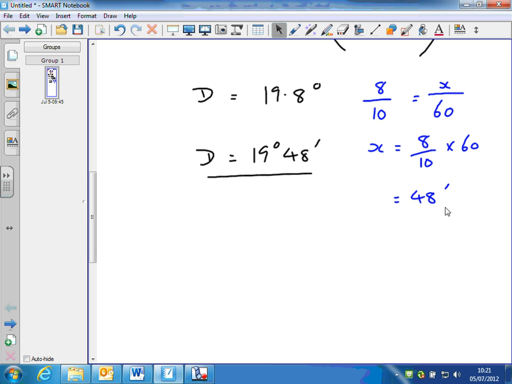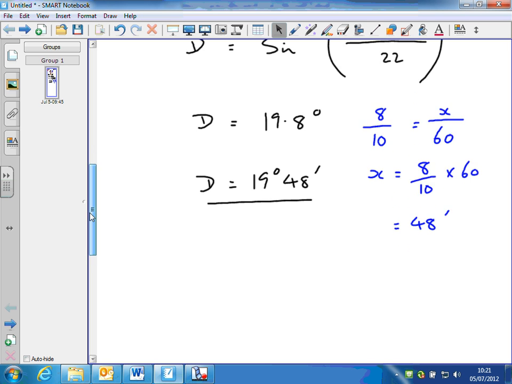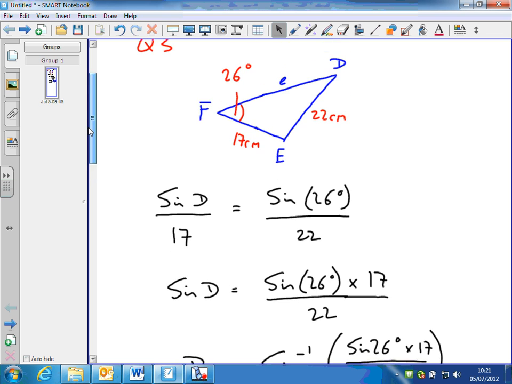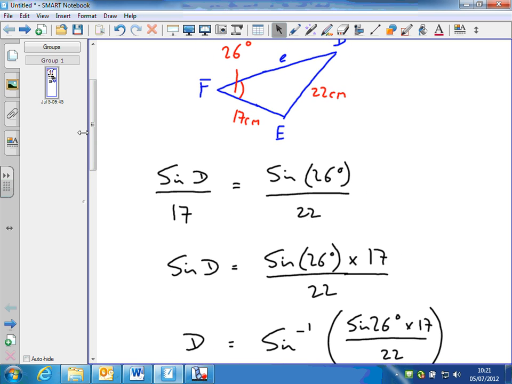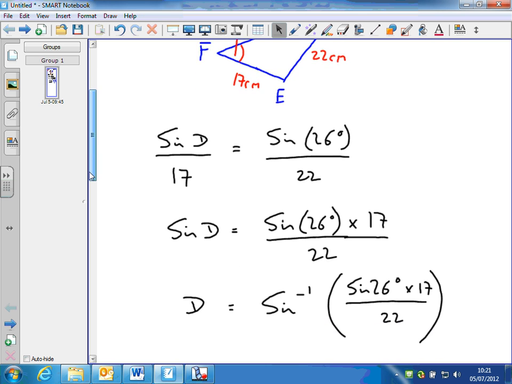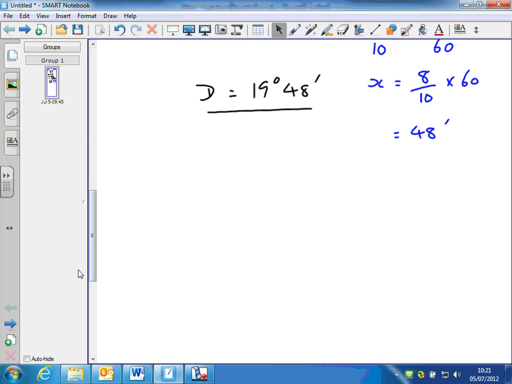So now I've got angle D, I can find the other angle because they all have to add up to 180. And once I've got angle E, I can then use the sine rule again to find side little e. And that procedure is outlined in my solution to question number 2.